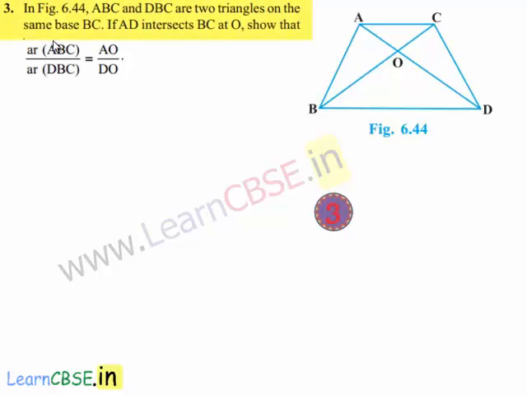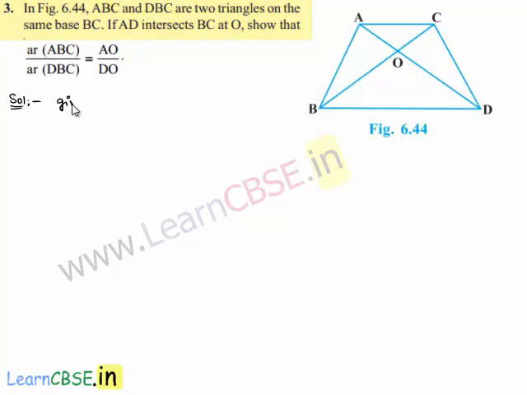Moving on to the third question. In figure 6.44, ABC and DBC are 2 triangles on the same base BC. If AD intersects BC at O, show that area of triangle ABC by area of triangle DBC is equal to AO by DO. Now moving on to the solution.